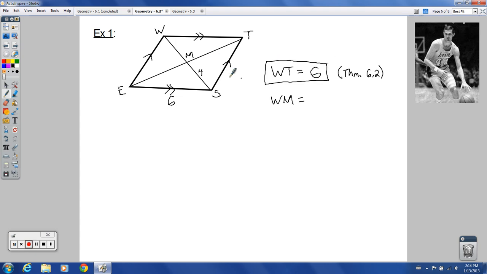And then if I asked you for WM, we know that this and this are the same. And so we could say, let's actually draw that in, get out a different color if you haven't done that yet. And so let's put this in a different color. This one and this one are congruent. We know that this one and this one were also congruent. So if this is the same as this, we know that WM has to equal 4. And so that's going to be true by theorem 6.5. The diagonals bisect each other.